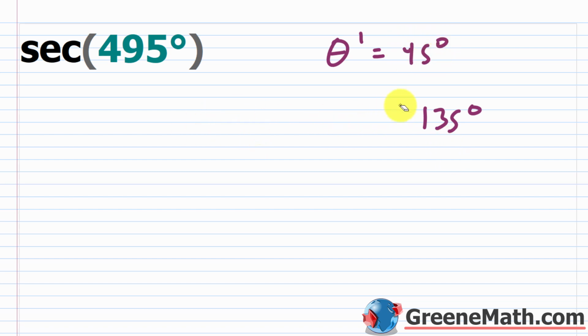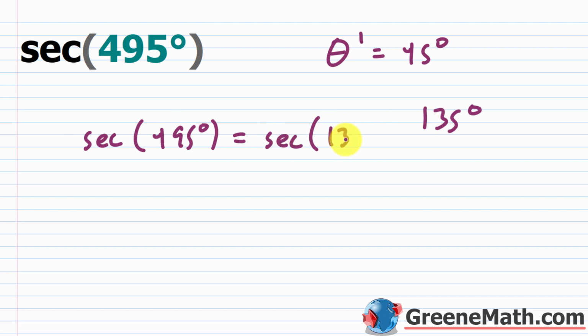So let me get rid of this, and I'll just state that the secant of this 495 degree angle is equal to the secant of this coterminal angle, which is 135 degrees. So this is equal to, if I'm in quadrant 2, secant is going to be negative, right? Remember, secant is the reciprocal of cosine. They're both going to be negative in quadrants 2 and 3.